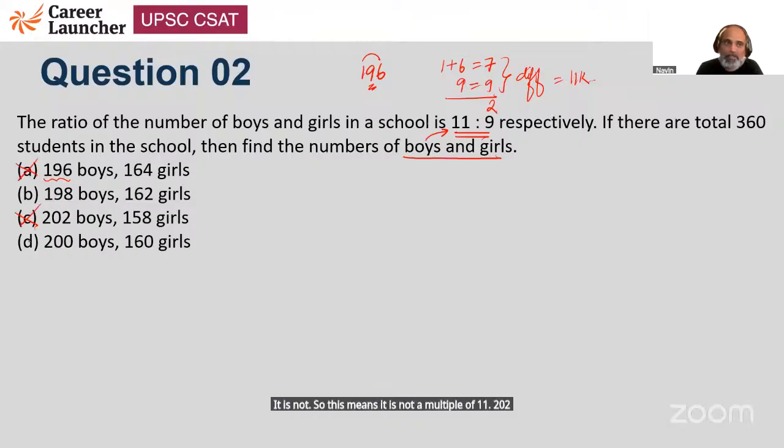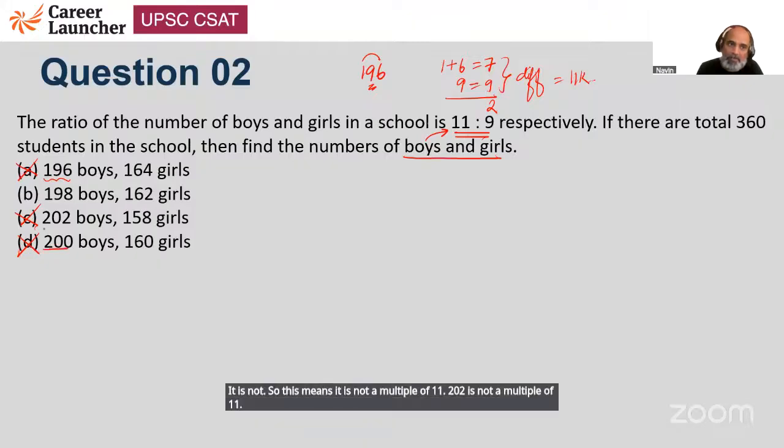202 is not a multiple of 11. 200 is not a multiple of 11. So obviously B.